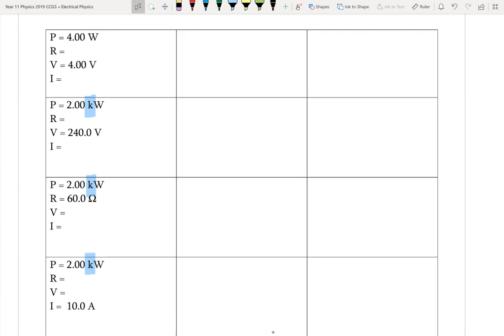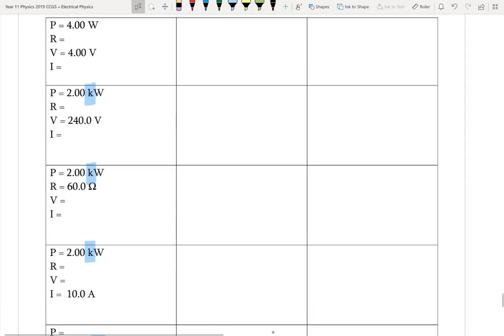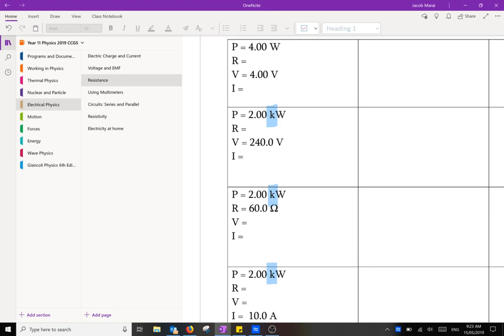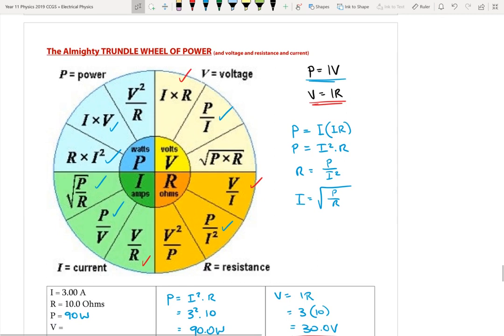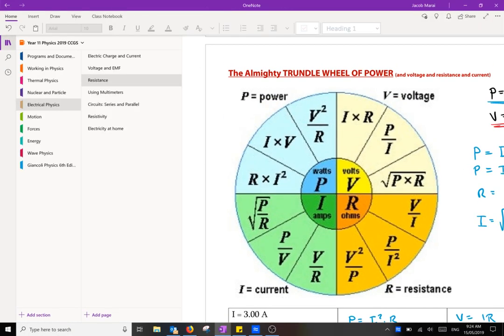All right. This is annoying. You have to keep flipping. Would you guys like me to freeze the trundle wheel on the board if you want? Alright, there you go. I'll stop the screen capture now.